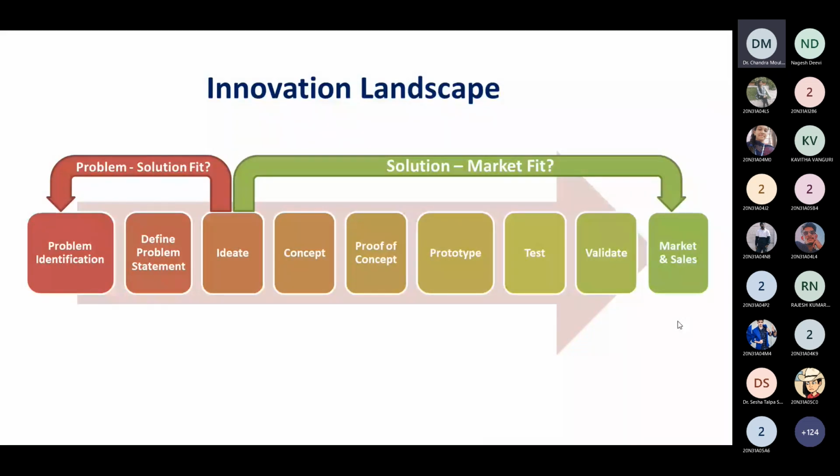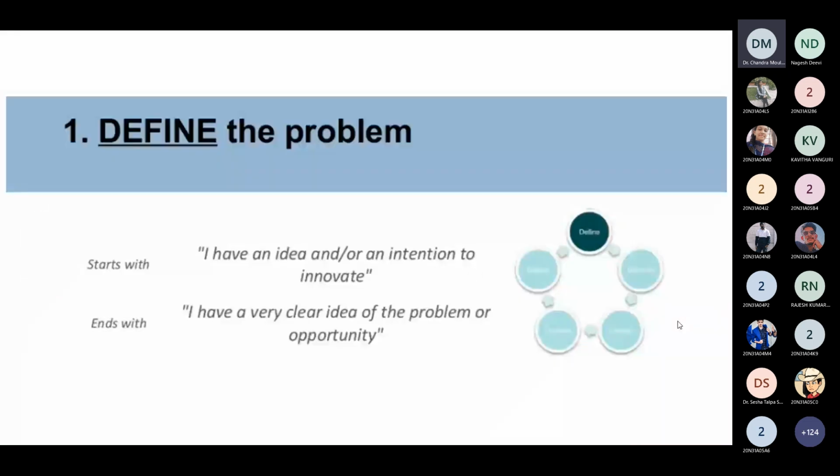This is the standard innovation landscape, and we suggest this kind of process to all of our startups. Most of the students who come, we suggest this particular landscape and we take them through this process. Then what is the first one? As I said, define the problem.